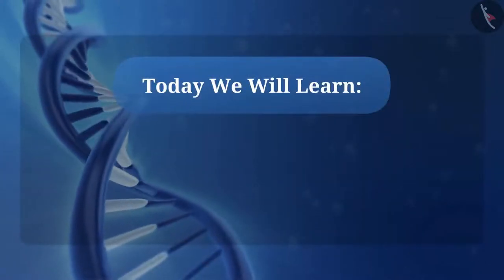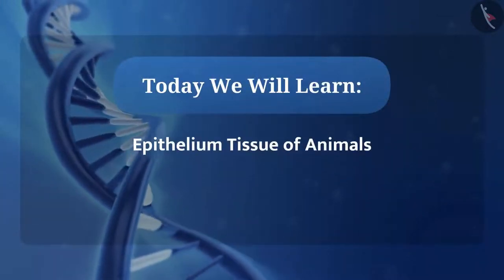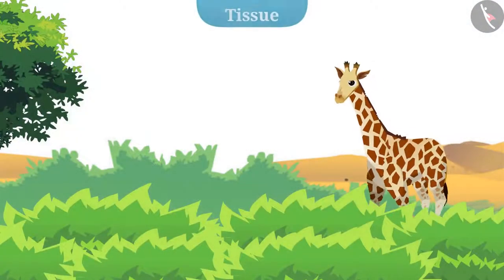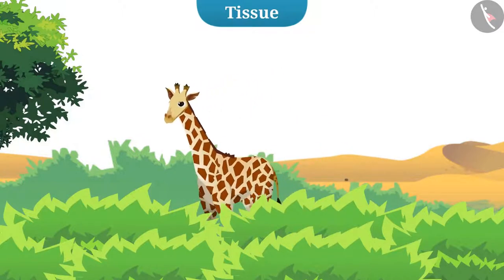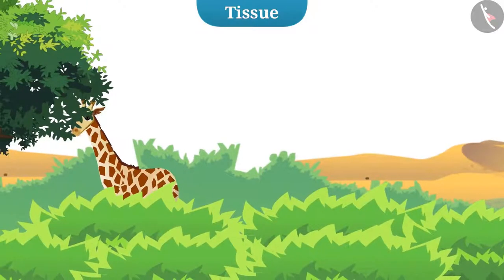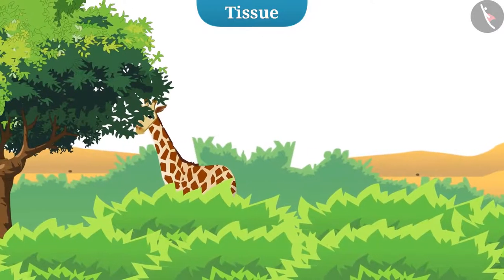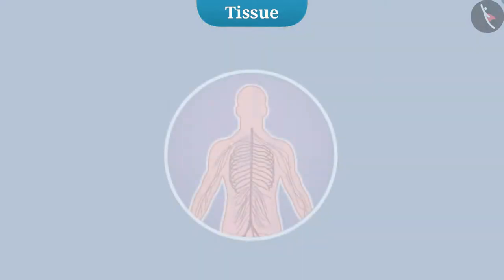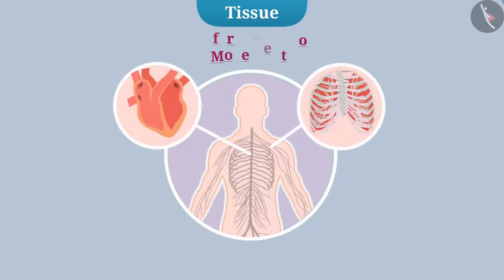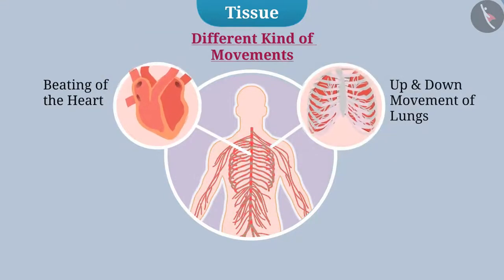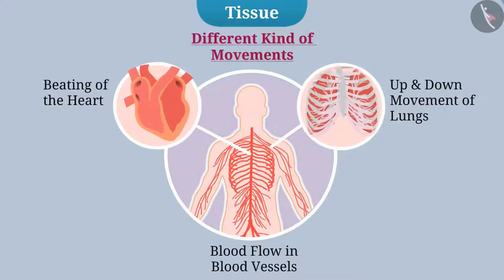Today we will learn about epithelium tissue of animals. In search of food, mate, and shelter, animals move from one place to other and perform different kinds of movements. Along with this, organs present in animal body perform different kinds of movements. For example, heartbeats, up and down movement of lungs, blood flows in the blood vessels, and many more.